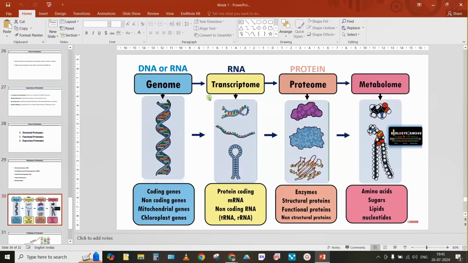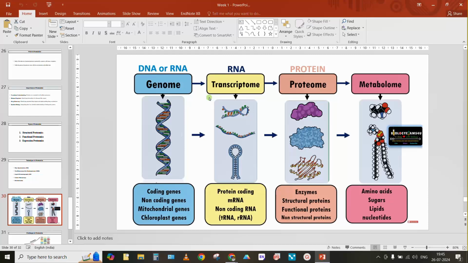Okay, so there is a diagram which shows the understanding of omics, like genome, transcriptome, proteome, and metabolome. I'll explain one by one the use of the genome, transcriptome, proteome, and metabolome.